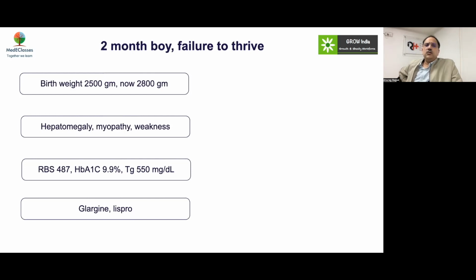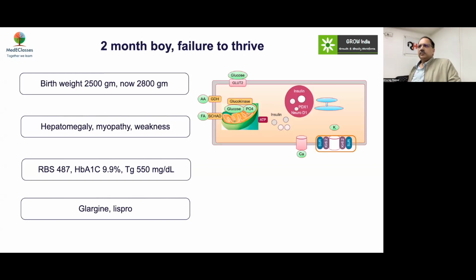2-month-old boy with failure to thrive, birth weight was 2500, now 2800, has hepatomegaly, myopathy and weakness, very high sugars, HbA1c is high on glargine and lispro. What do you think? Growth failure is present and associated features like hepatomegaly, myopathy, and weakness are there. Diabetes, neonatal diabetes. So better to start with insulin and go for genetic testing.